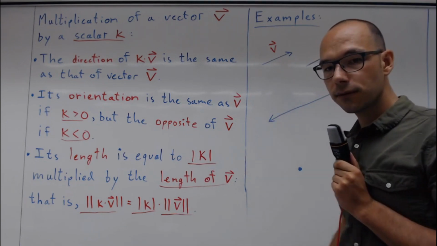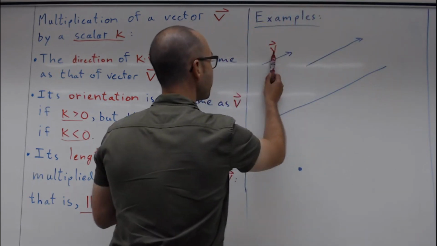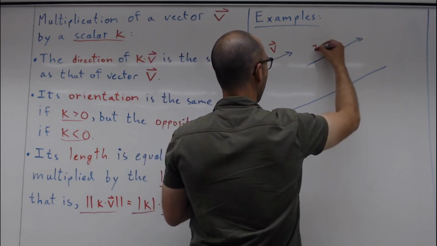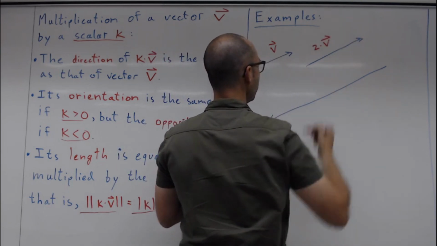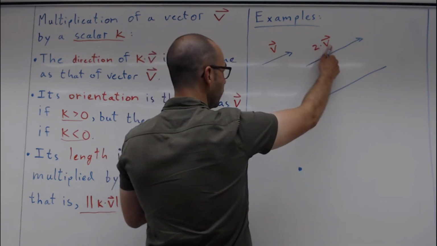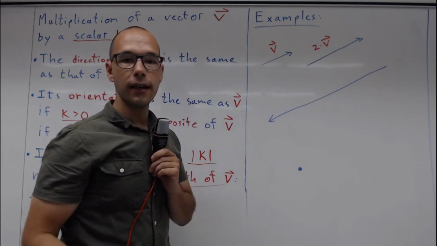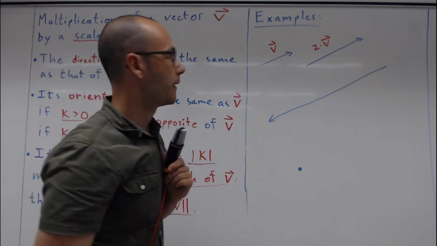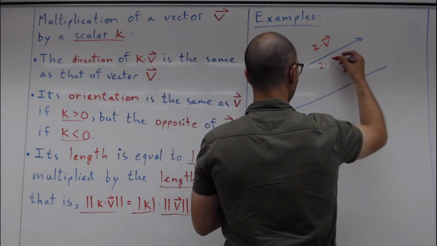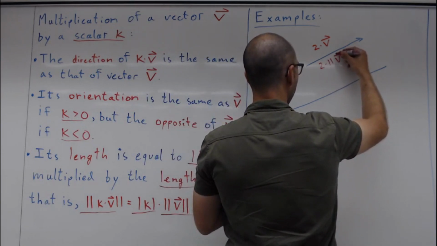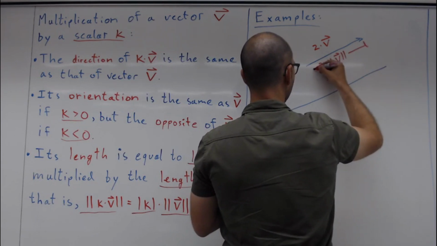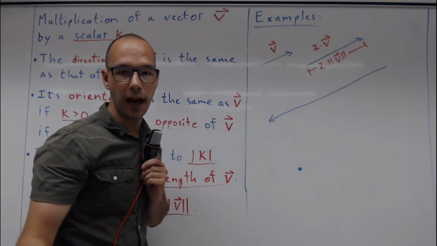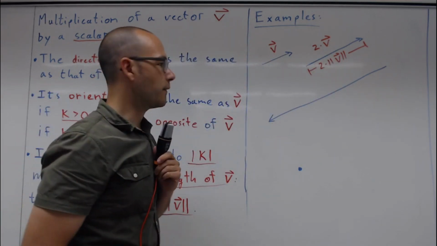Here are some examples. So we start with a vector v. We can take vector v and multiply it by 2. If we multiply vector v by 2, it has the same direction, same orientation, but double the length. So this is 2 multiplied by the length of v, the length from here to here. So this is double the length of v. That's why we write k multiplied by the length of v.